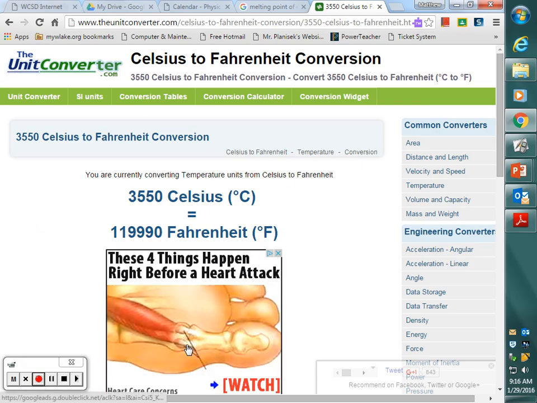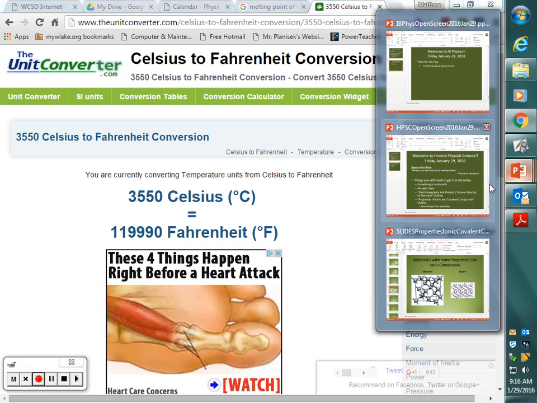Apparently your toe hurts right before you have a heart attack too. Toe starts hurting, go to the doctor. Could have a heart attack. All right.